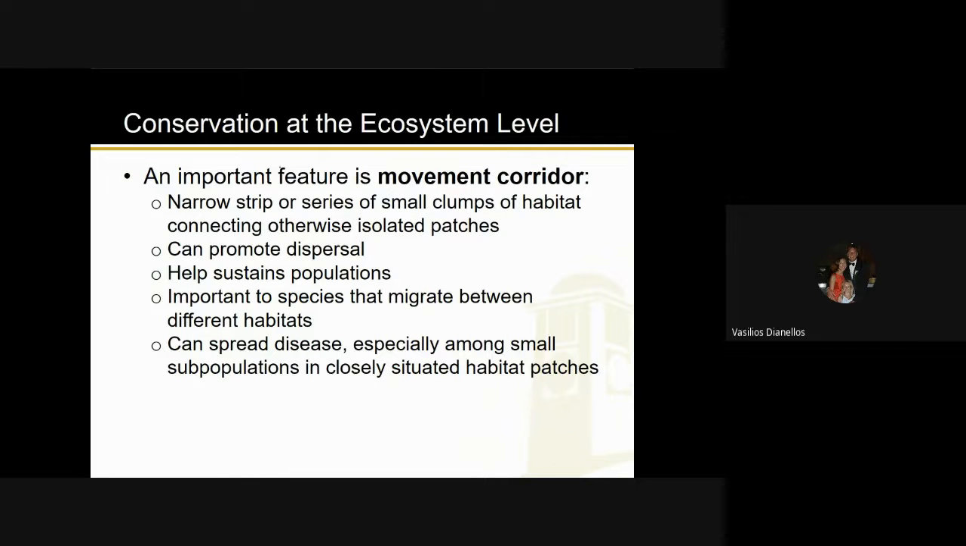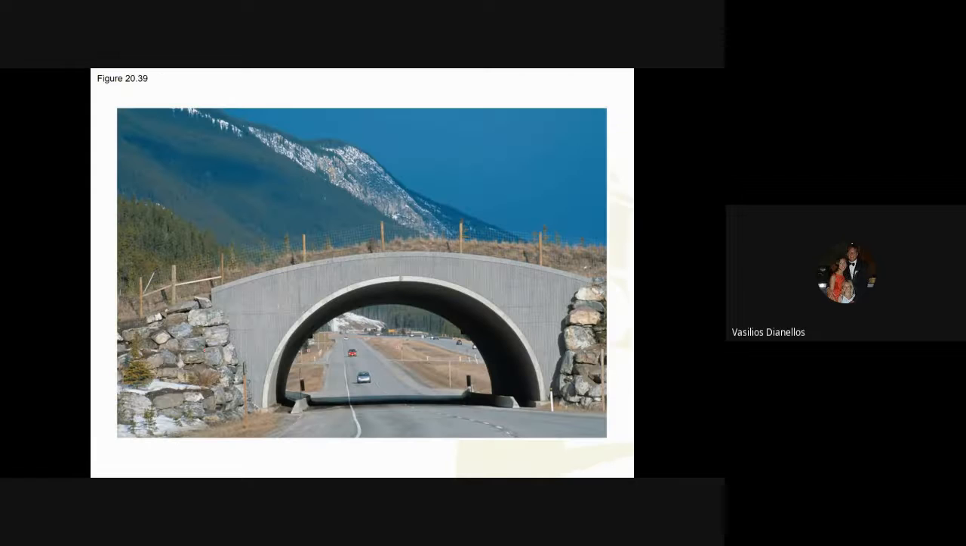Which brings us to a different concept, something called a movement corridor. I'm going to show you a picture of this on the next slide, so I'm going to go through this quickly. It's a narrow strip or a series of small clumps of habitat that connect otherwise isolated patches of natural habitat. And this is a good thing in a way because it can promote dispersal. So it can help plants and other things migrate. Of course, it can also help diseases migrate too. So dispersal could be a bad thing, but generally, it's a good thing. It helps sustain populations.